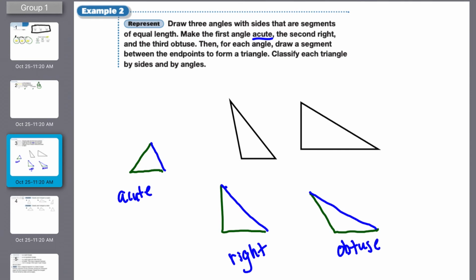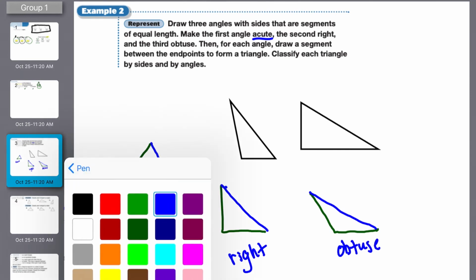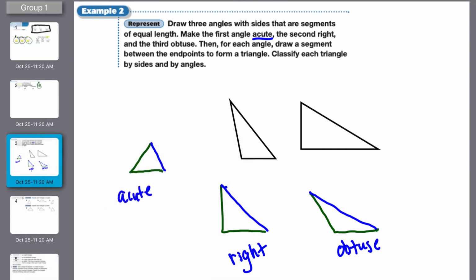And then we also need to classify them by their sides. So not only is this an acute triangle, but if I did draw it equally, this should be an equilateral. This one should be isosceles. And this one should also be isosceles, because you have two sides that are the same length.